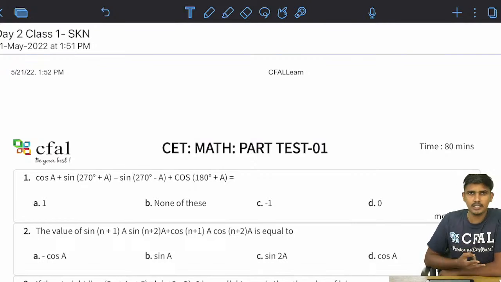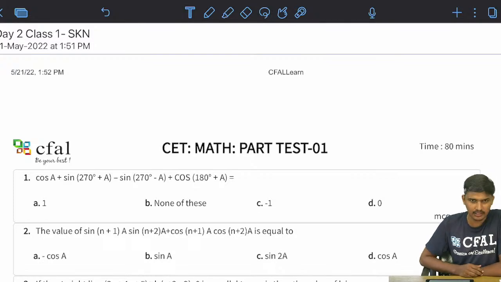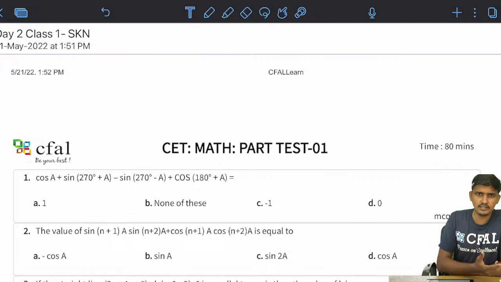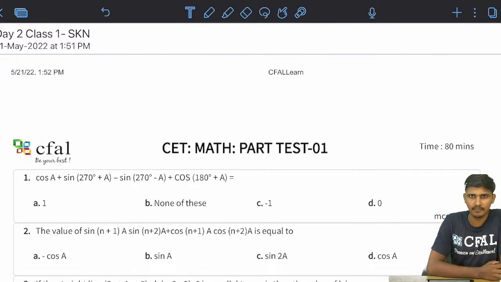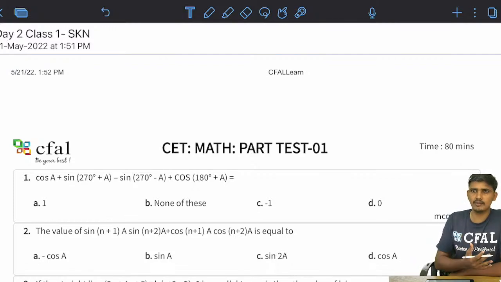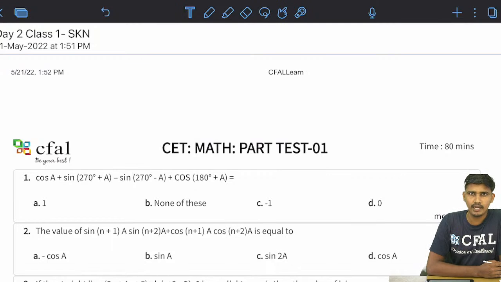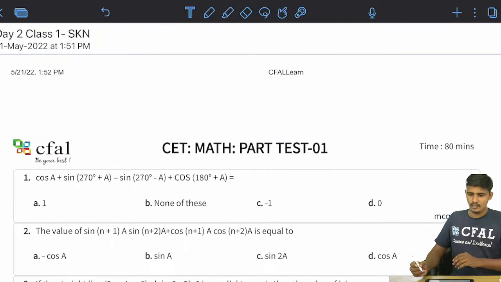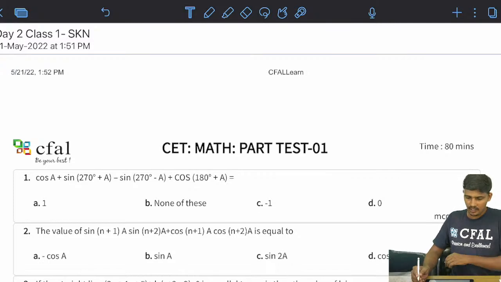There will be 2 subjects per day. Every day there will be 2 tests, either part tests or full tests. Based on the tests we'll be having discussions each and every day. It will be very helpful for you if you attend the discussion classes. So we'll start our class.